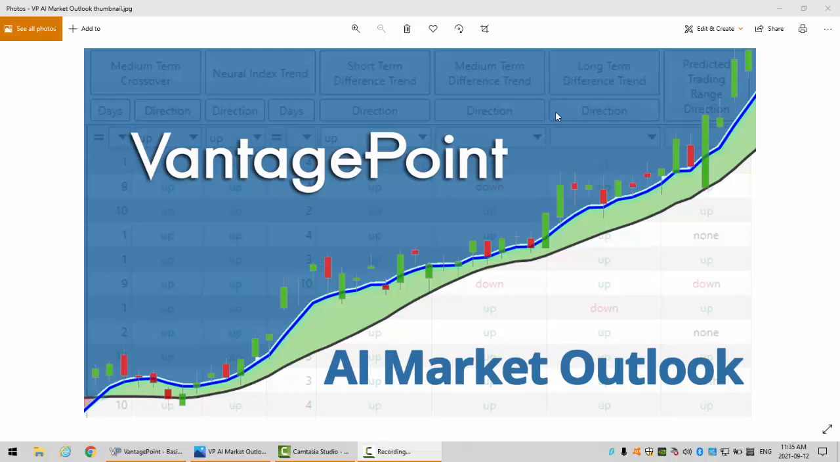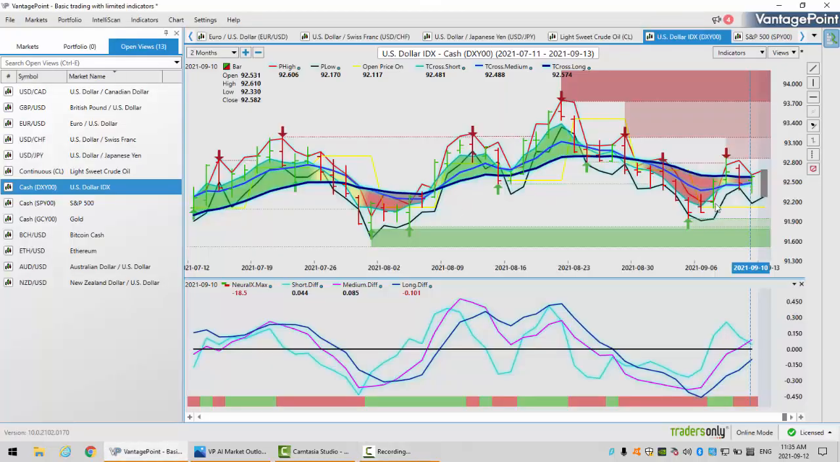My name is Greg Furman, and this is the VantagePoint AI Market Outlook for the week of September 13th, 2021. Now, to get started this week, we're going to begin where we always do with that very important US dollar index.